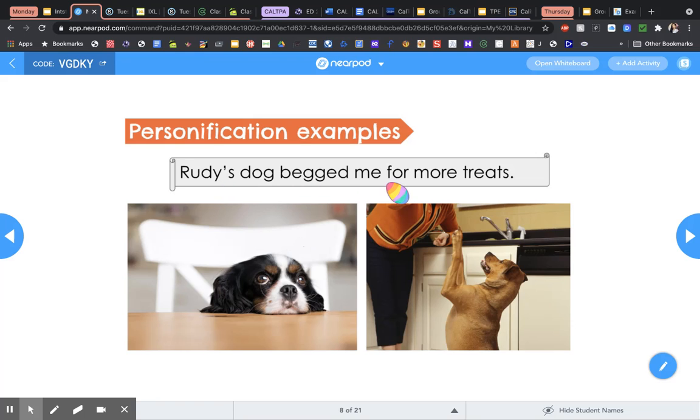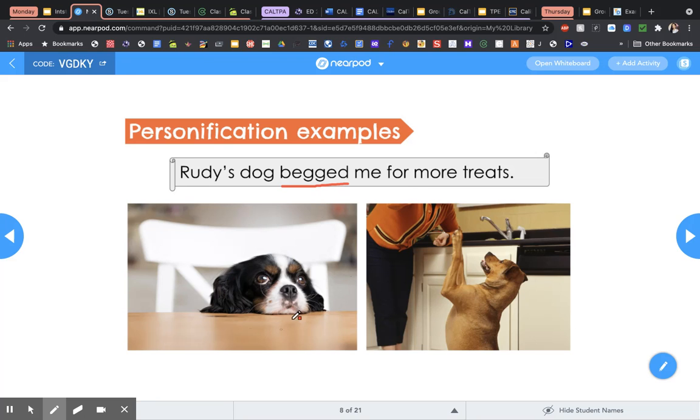Rudy's dog begged me for more treats. Now, what do you think is the action verb here that a human could do? Is it the word Rudy? No, that's a noun. We are talking about his dog. What did Rudy's dog do? He begged me for more treats. Humans are capable of begging. That's when we ask for something, or you go ahead and ask your mom for your more allowance money, or maybe for a new toy.